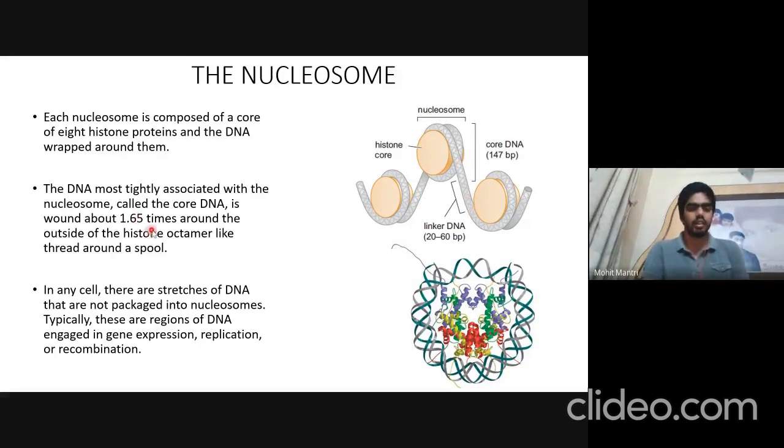This core DNA is wound around 1.65 times to the histone octamer. This is the histone octamer because it consists of 8 histone proteins, and it looks like a thread wrapped around a spool. In any cell, there are stretches of DNA that are not packed into nucleosomes, and these regions of the DNA are usually engaged in gene expression, replication, or recombination. This is the nucleosome, the DNA wrapped around the histone octamer.